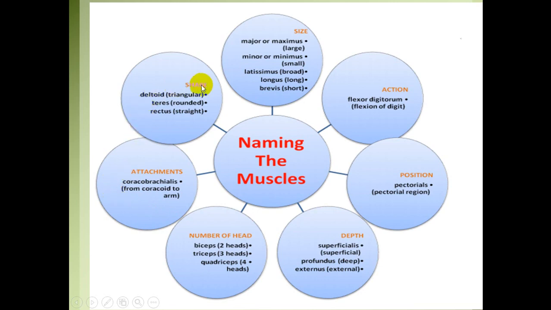Then according to shape, when the muscles are delta shaped, or inverted triangular, they are called deltoid muscles. Then if they are rounded, they are known as teres. And when they are straight, they are called rectus. When they are quadrangular, they are called quadratus. So these are the criteria of nomenclature of skeletal muscles.